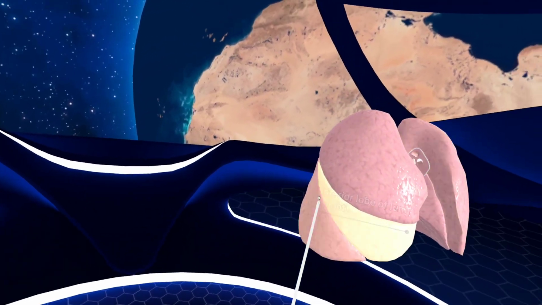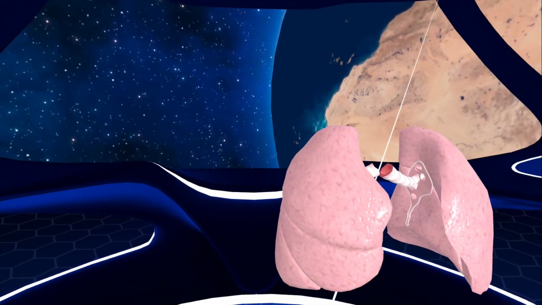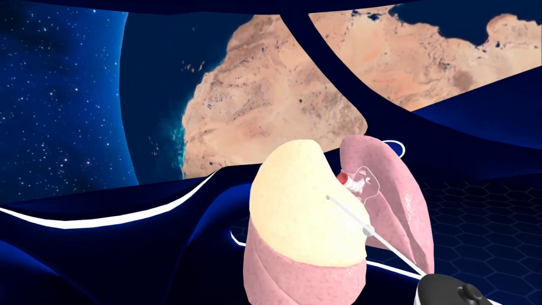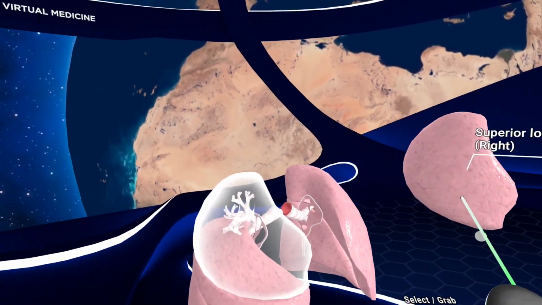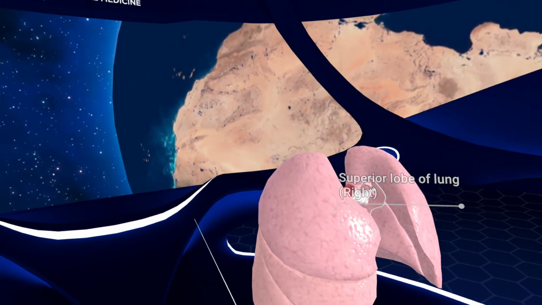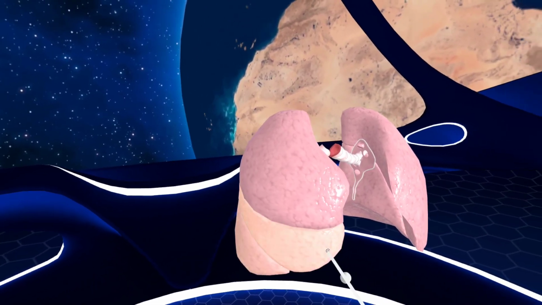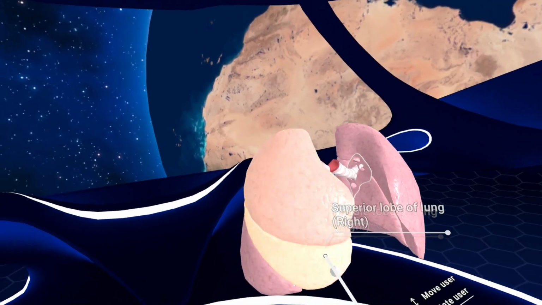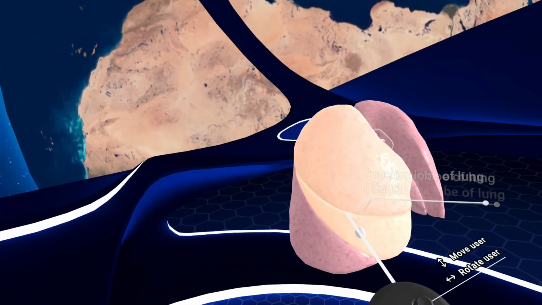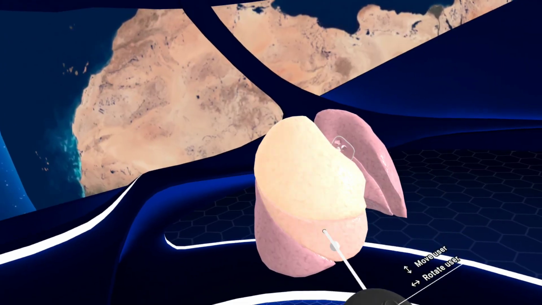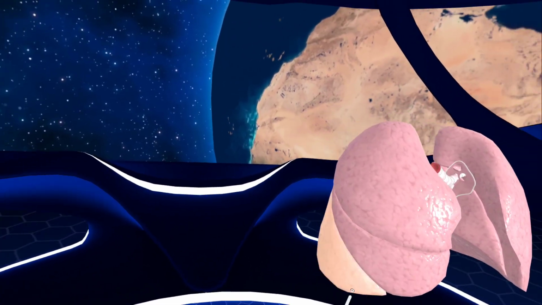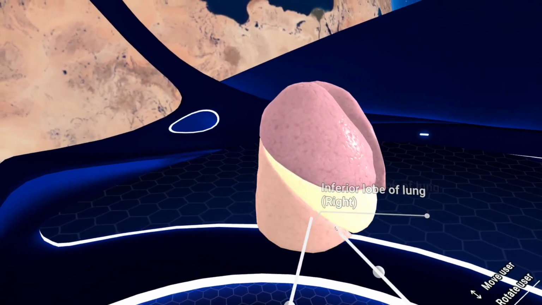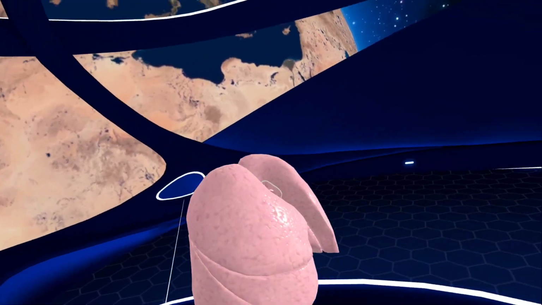And here we can see which is the oblique or the horizontal fissure. You need to identify the superior lobe of the lung, or the upper lobe of the right lung, in order to understand which fissure we are talking about. So here you can obviously see the horizontal fissure, which is not very obvious, but here is the oblique fissure. You can see it.